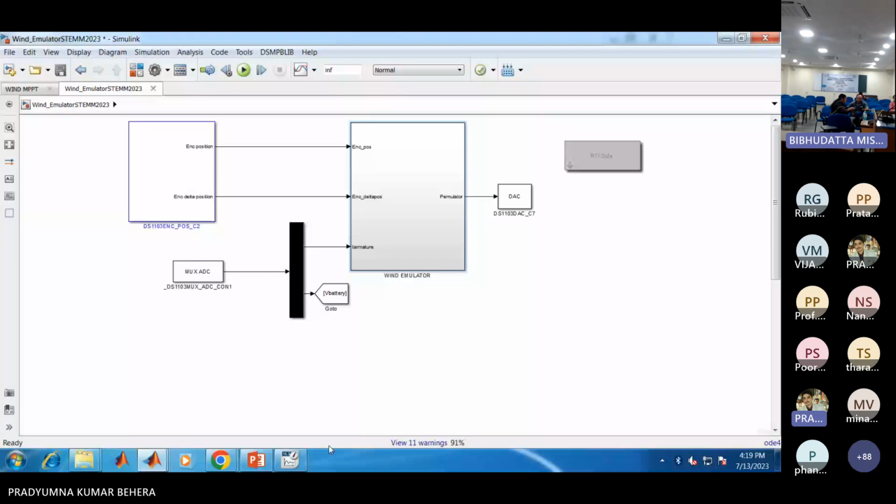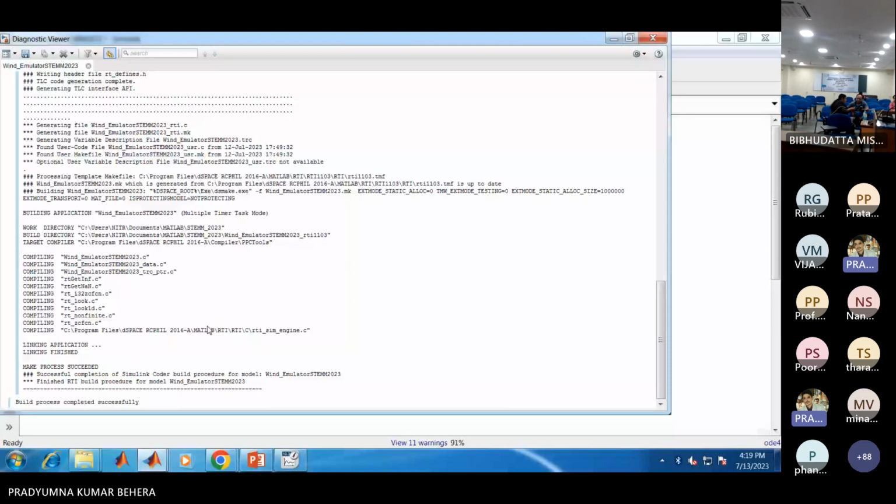We can see the successful completion of the Simulink Coder build procedure for the model. This one is the model name, and it has finished the real-time implementation build procedure for the same model. We are getting a message that the build process is completed successfully.